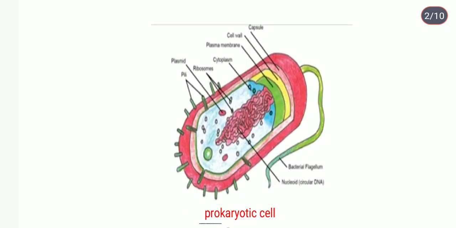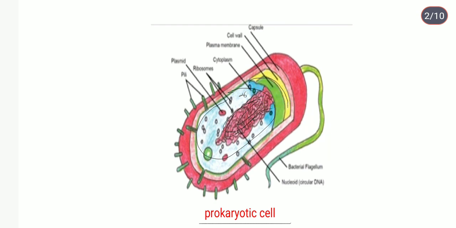These are the typical prokaryotic cell structures. The inner region contains the nucleoid, or circular DNA. This means the prokaryotic cell does not contain any nuclear membrane. The DNA is present inside the cytoplasm in the form of a circular structure, and the cytoplasm fluid is present inside the plasma membrane of the prokaryotic cell. This is the cell wall.